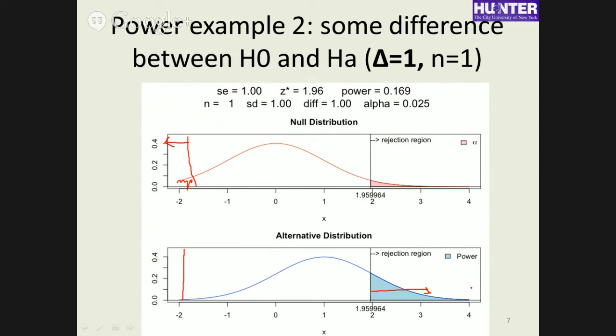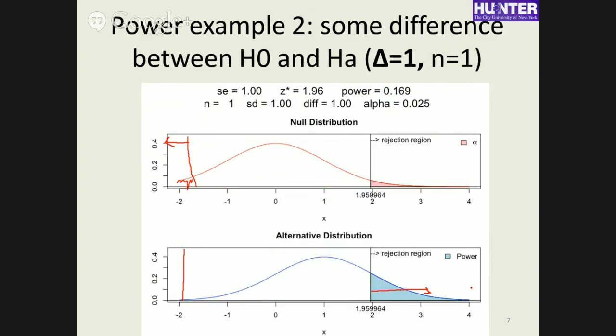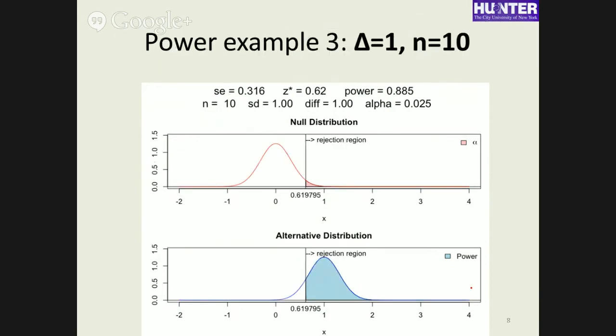Well, let's look at the next one. Now I've increased the difference. The difference is still 1, but what did I change here? Standard deviation of 1, n equals 1. Oh, I increased n to 10. So that decreased the standard error in these sampling distributions. And we're starting to get some respectable power here. We're up to 0.885. So that would be called 88% power.